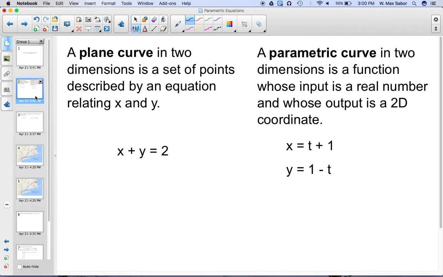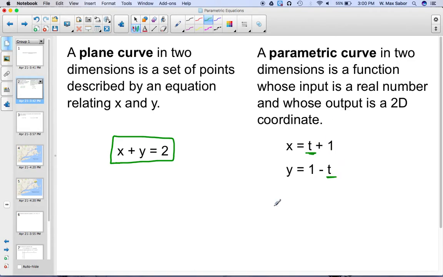So a plane curve is what we're used to. We're used to a set of points described by an equation relating x and y. So this is an example of a plane curve, x plus y equals 2. The set of values that make this equation true can be plotted, and they make a line on the xy plane.